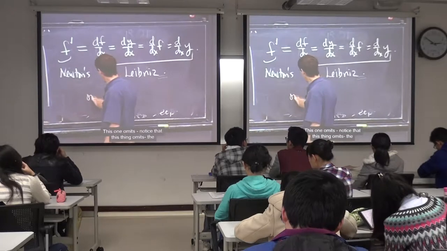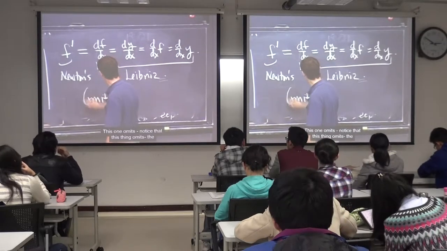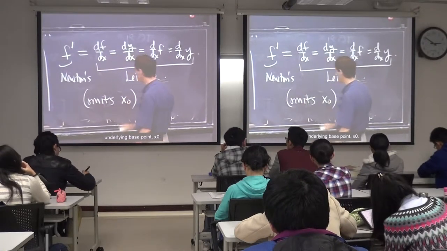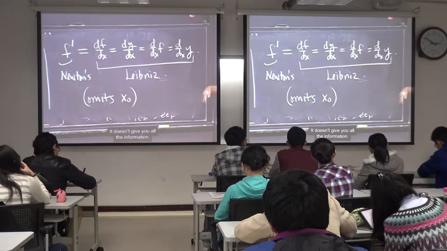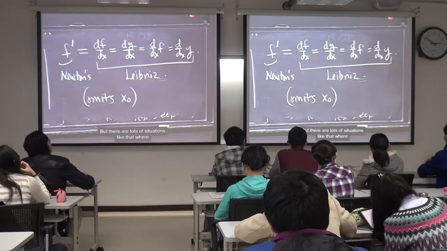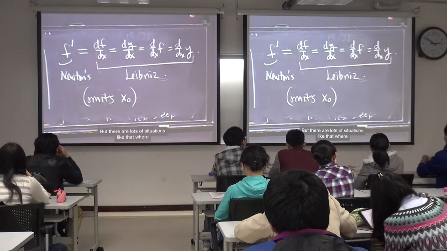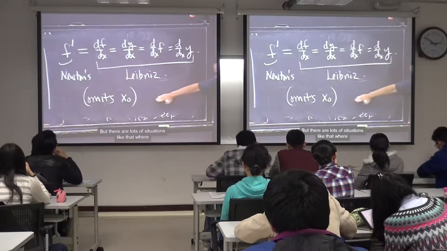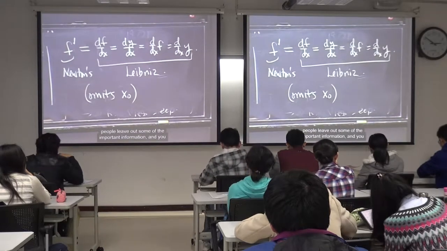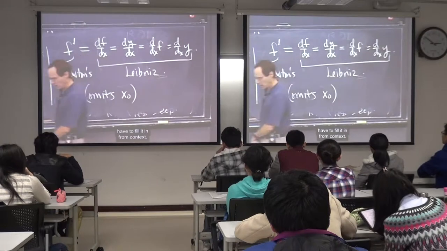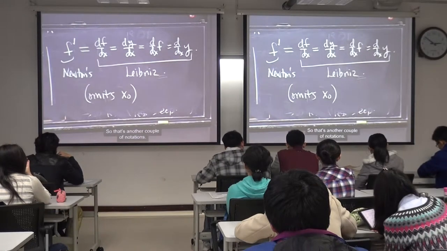Notice that this notation omits the underlying base point x0. That's one of the nuisances. It doesn't give you all the information. But there are lots of situations like that where people leave out some of the important information. You have to fill it in from context. So that's another couple of notations.